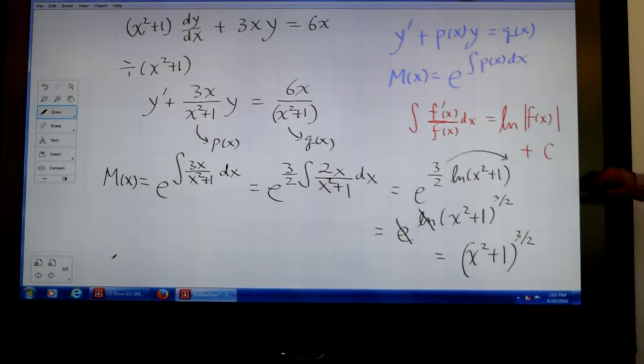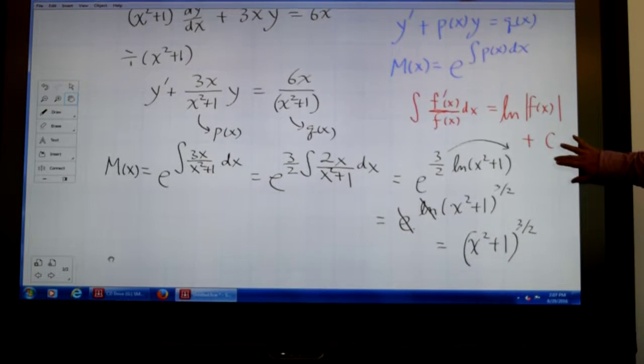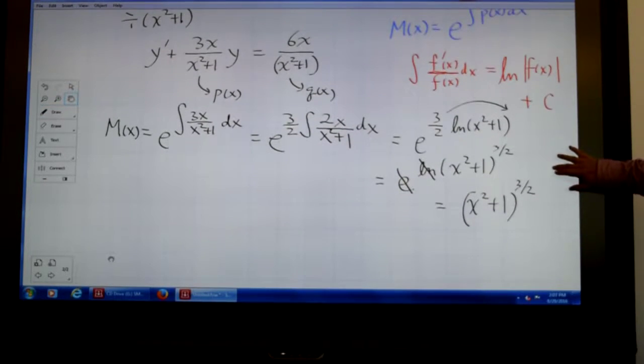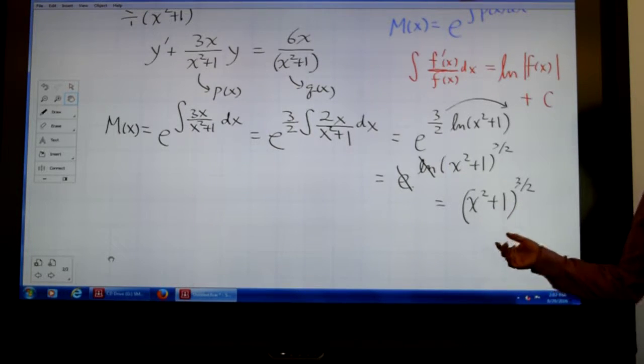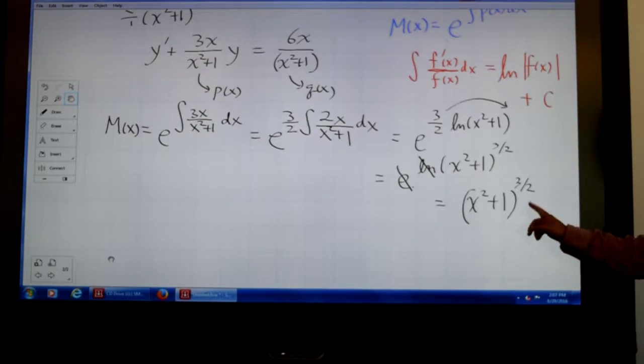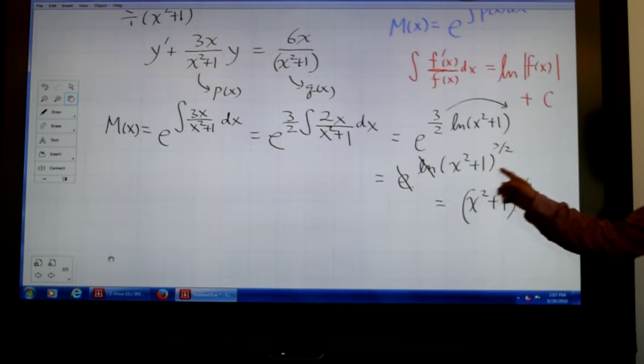Okay. Now, we've just managed to know where to start. This is just the beginning. We just figured out what the multiplier should be. What do we use for this? Why did we care to figure this out?